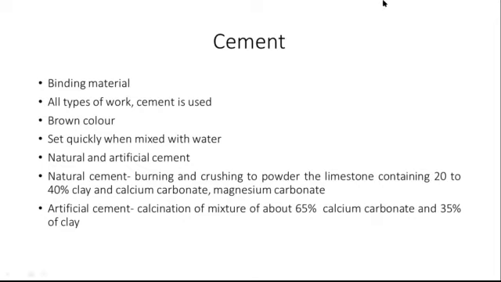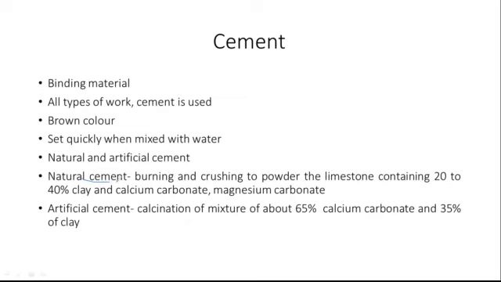There are two types of cement: natural and artificial cement. How do we classify natural and artificial cement? This is classified by its manufacturing process.